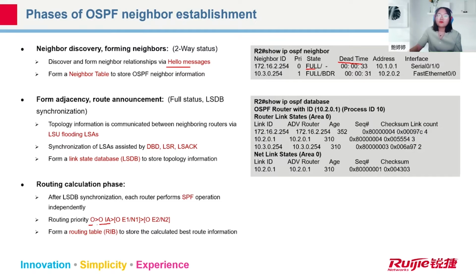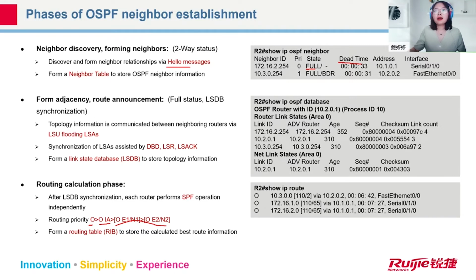And about OSPF, we also have different priorities in the protocol internally, like O, OIA, OE1, N1, or E2, N2, because about OSPF, we have different areas. And O means the routing information in the same area. OIA means the routing comes from a different area, but the rest of the two types mean the routing is from a different AS. For example, you import some other protocols into the OSPF. So we also have different priorities.